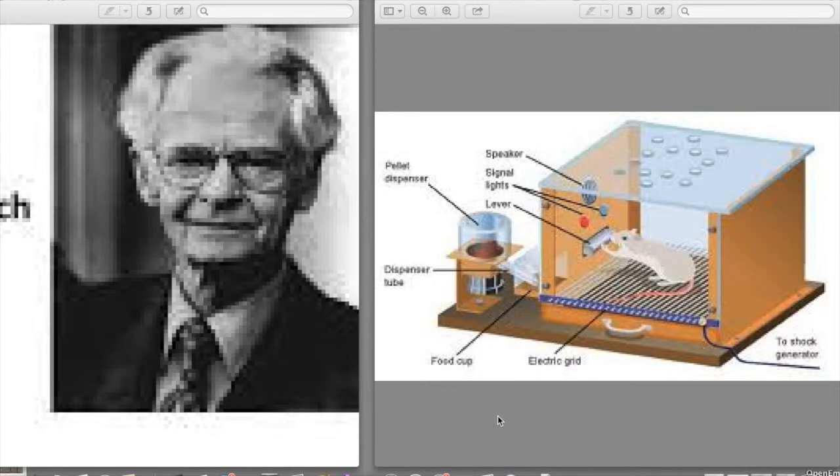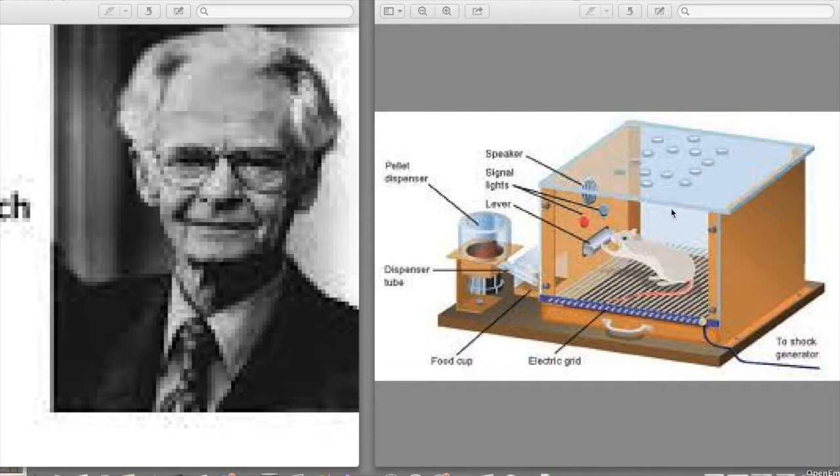An example of operant conditioning was done by a scientist named Skinner. The father of operant conditioning was a scientist named B.F. Skinner, and he invented a box which he humbly named the Skinner box. It tested the power of operant conditioning and positive and negative reinforcement.